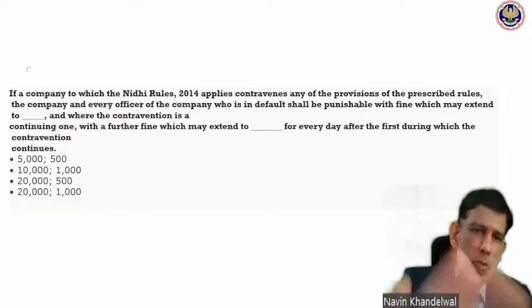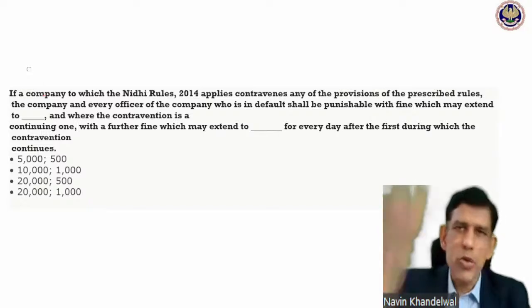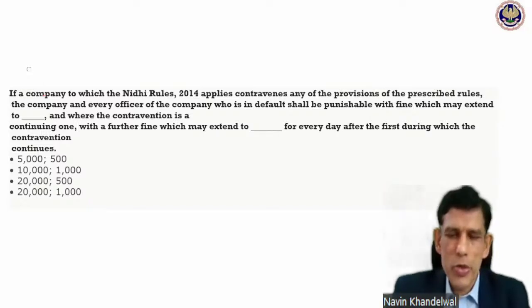So this is a question with respect to the fine for contravening the rules of Nidhi. As I said, it could be part of the MCQ. So very well, you can answer it as we have discussed just now, what is the maximum amount of fine which can be imposed, and the continuation default. So this is again rule number 25, rule number 26 of the Nidhi rules.